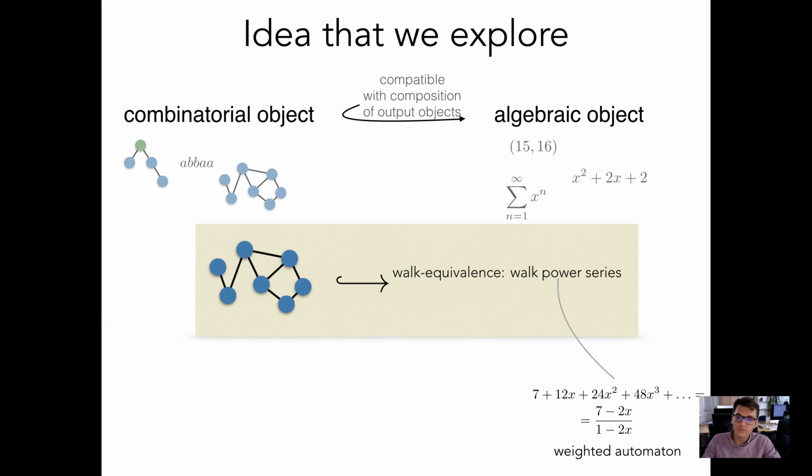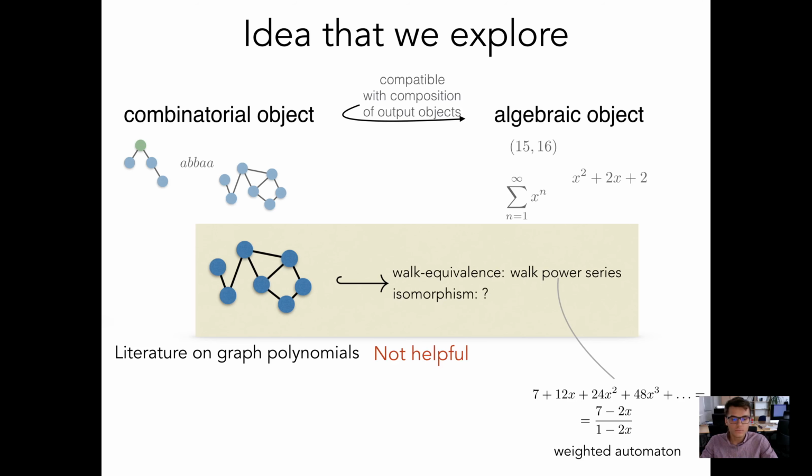And therefore it's a fun fact that we have automata that output power series, so we have automata that output automata. But going back to the problem, is there any power series that can describe a graph up to isomorphism? We made a study on the literature on graph polynomials, and there are many of them, and they are used for counting lots of substructures, lots of patterns in the graphs. However, it was not very helpful.